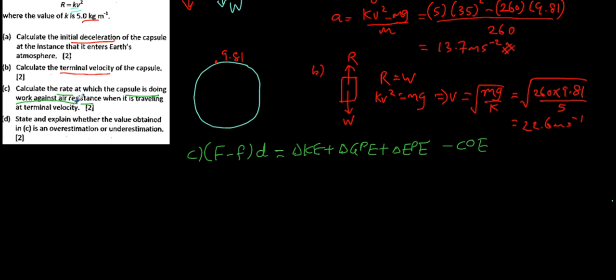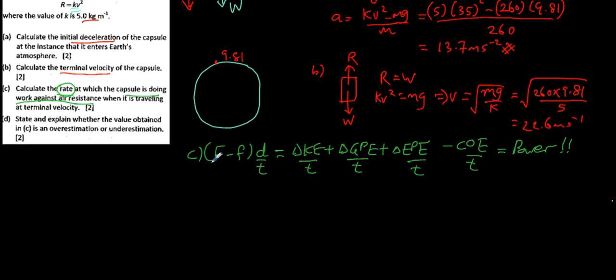against air resistance. Okay, the rate at which work is done against air resistance means what? A rate means divided by the time. So when everything is divided by the time, this equation becomes power. It doesn't matter actually, we just divide by time. Now in this case, what they want is the rate of work done against friction.